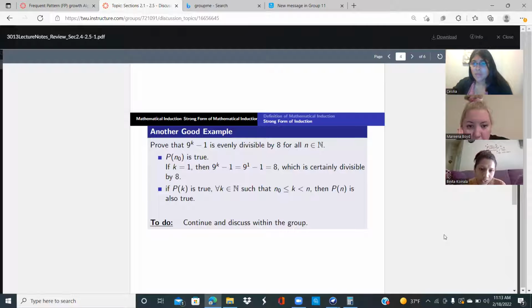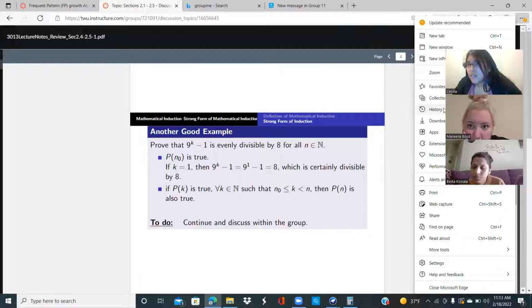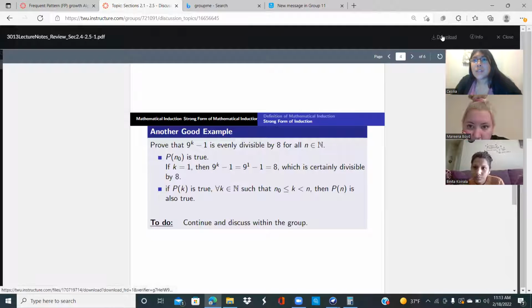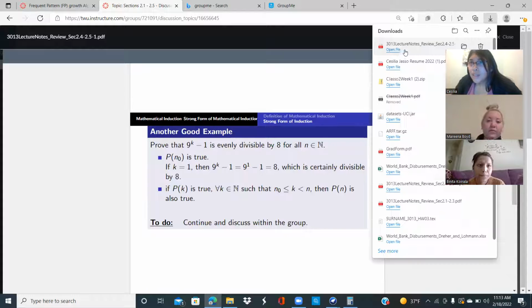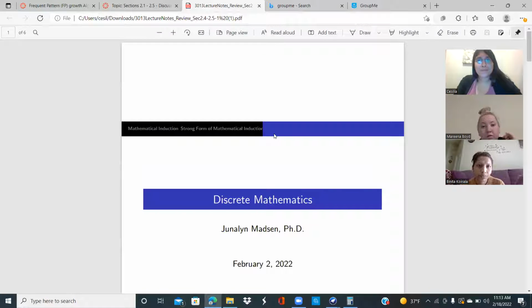So here, to continue and discuss within the group. So we are. So basically, once you get to this part, you basically do the next step of setting k, well, technically it's supposed to be n, which equals k plus 1, which is the final step. So for this one, let me see if I'm able to edit it on here real quick. Or maybe not. Let me see if I download it. I might show it to you guys a little bit better on there.